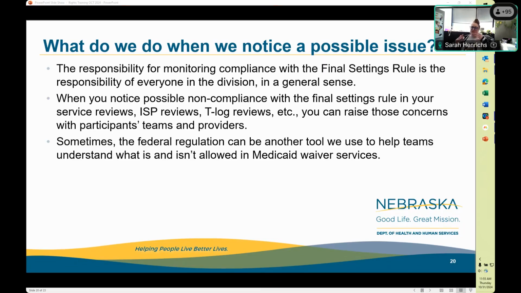So it's just an additional thing that can help families understand that it isn't just you at the table saying no to what they want, or the state. It is a federal expectation that governs all of our waiver programs.